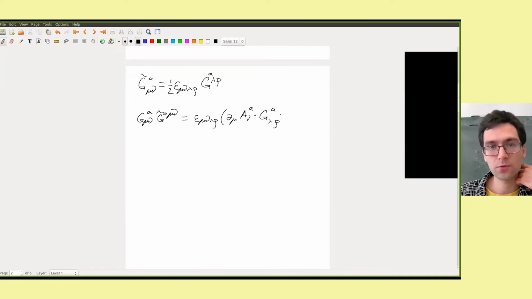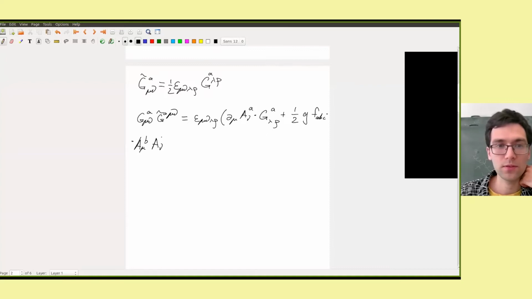And then we also get contributions from the self coupling. So we will have one half now, then g f^abc times A_mu^b A_nu^c. So here f^abc A_mu^b A_nu^c is the commutator which enters the G tensor, times G^a lambda rho. Like this.